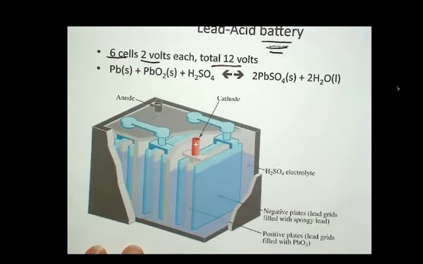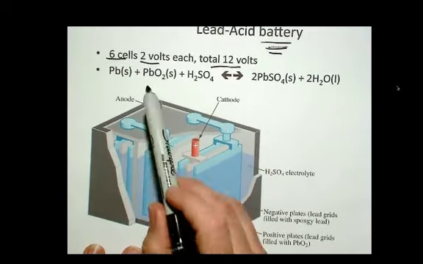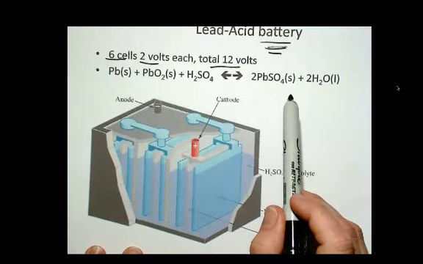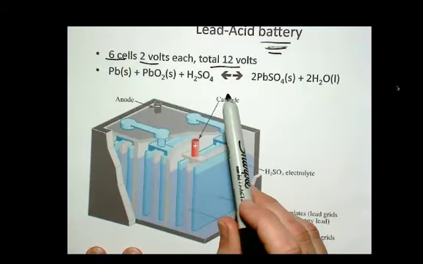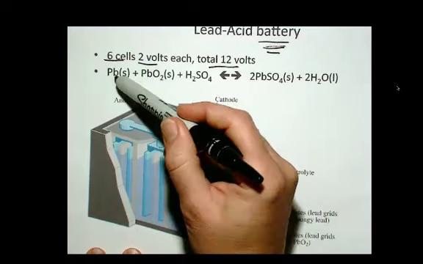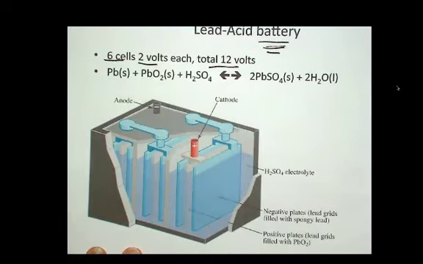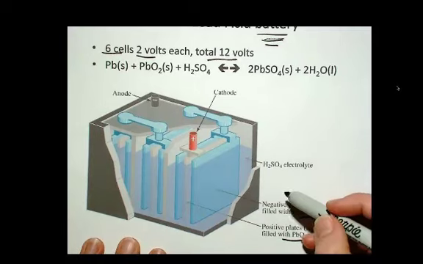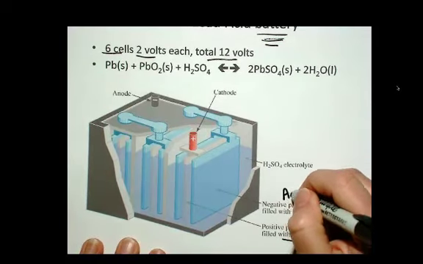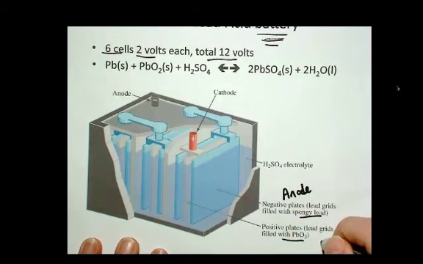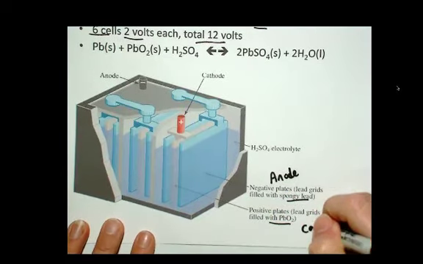In this particular type of battery, I have the entire redox reaction written right here. You ought to be able to tell by looking at the reaction which is undergoing oxidation and which is undergoing reduction. Right here it says negative plates filled with spongy lead, positive plates filled with lead oxide. So the negative, remember, what does negative always indicate? Negative indicates the anode, and positive in these types of spontaneous cells indicates the cathode.